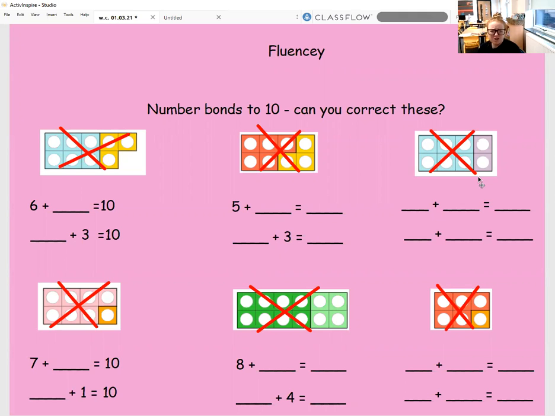So we're going to end on a high note, and start you off with some fluency. On the board are some number bonds that somebody's made to 10, but they've not quite got them right. This number bond here says 6 and 3 more equals 10, but we know that is not right. So I would like you to correct these in the number sentence below.